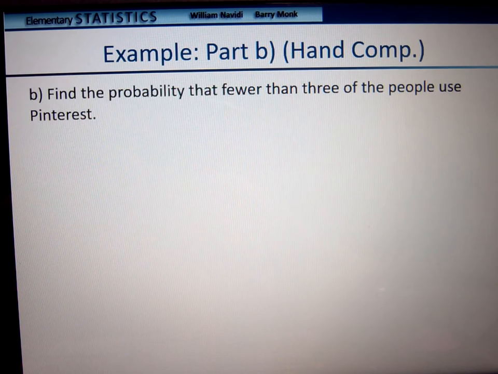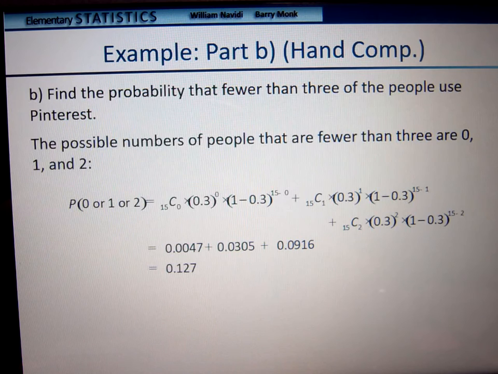Now let's look at the probability that fewer than 3 would use Pinterest. So here, fewer than 3 would be 0, 1, or 2.